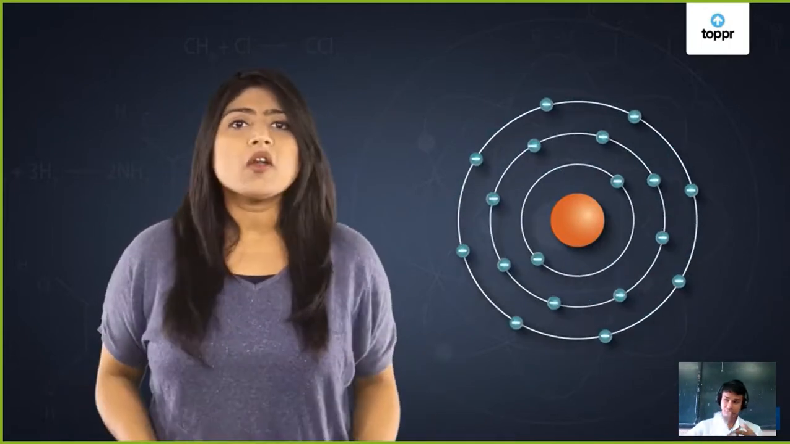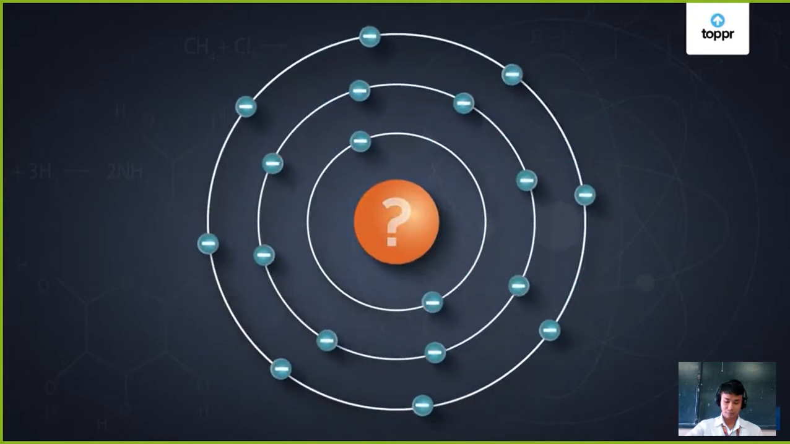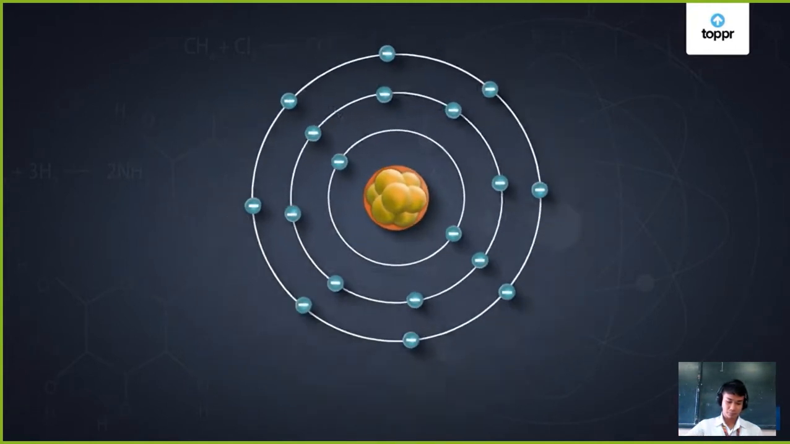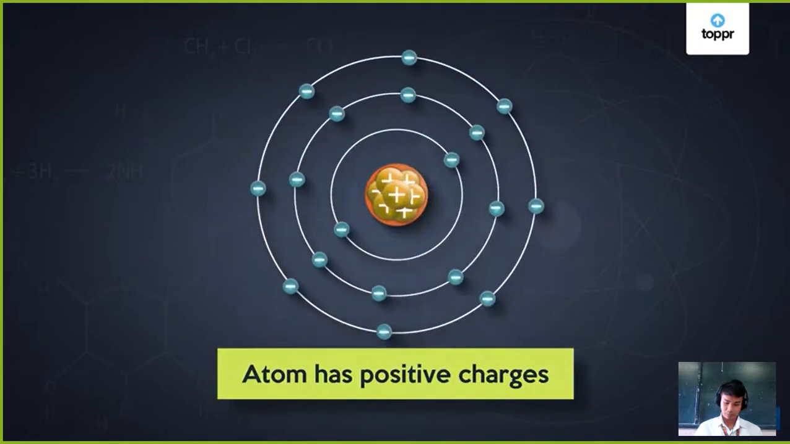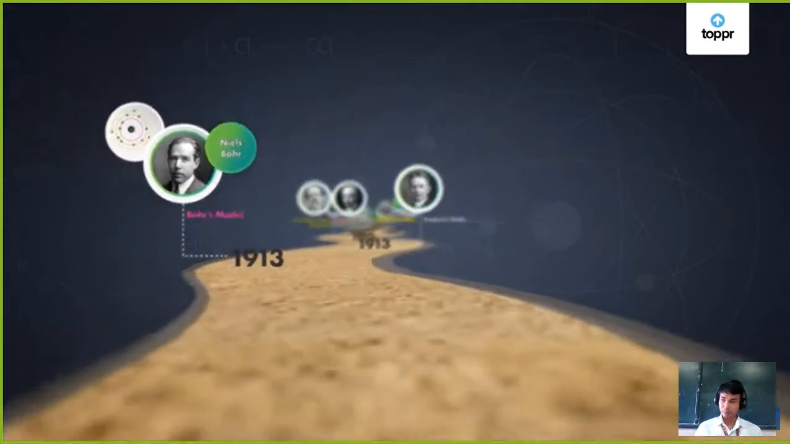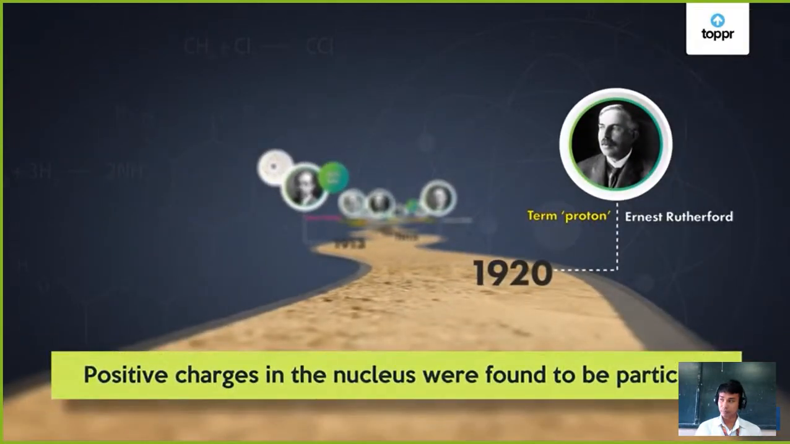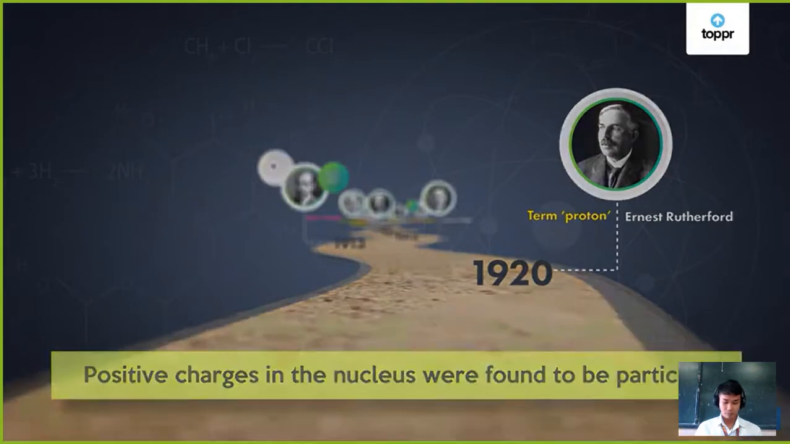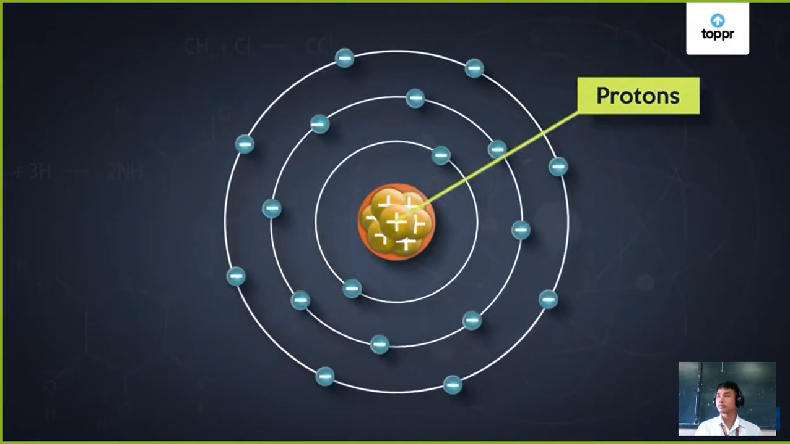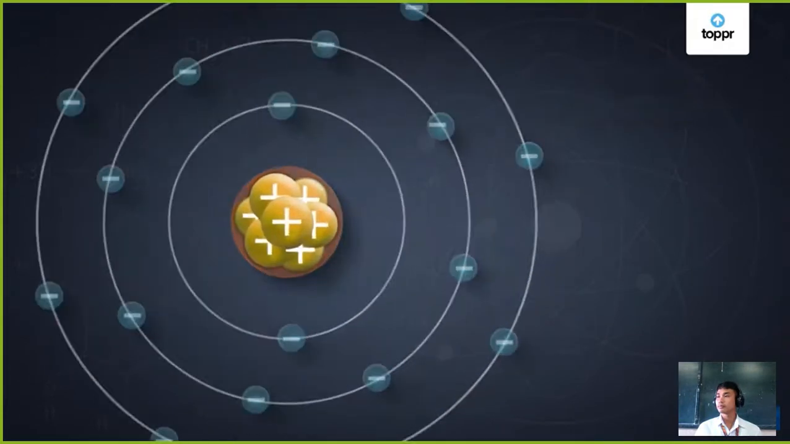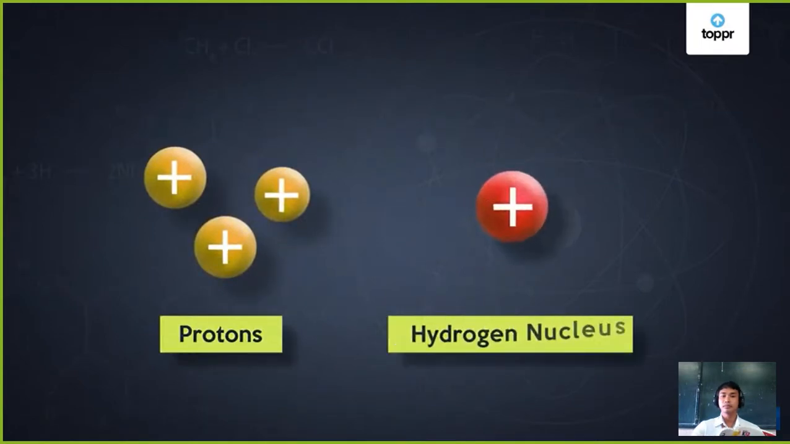But not for long. Scientists still didn't know what was inside the nucleus. They were aware that it contained positive charges but weren't sure whether these were particles. Consequently, Rutherford and other scientists discovered that the positive charges in the nucleus were in fact particles. Rutherford named them protons. Scientists studied the properties of these particles in detail. It was found that protons are identical to a hydrogen nucleus.